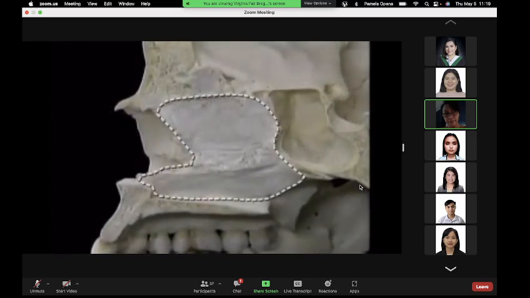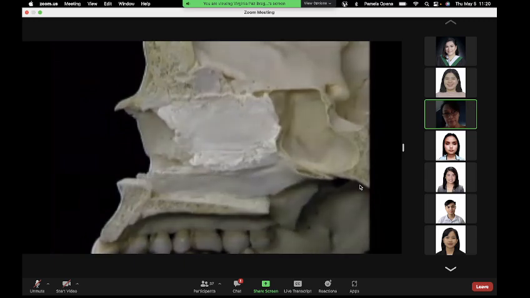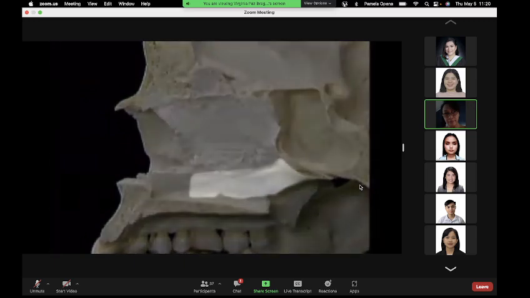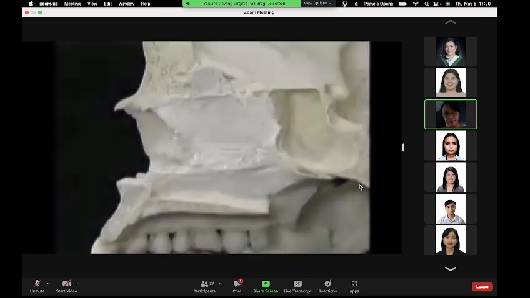Here's the bony part of the nasal septum. It's formed by this part of the ethmoid bone, the perpendicular plate, and by this small bone that we haven't encountered up till now, the vomer. The lowest part of the septum is formed by the maxilla and by the palatine bone.